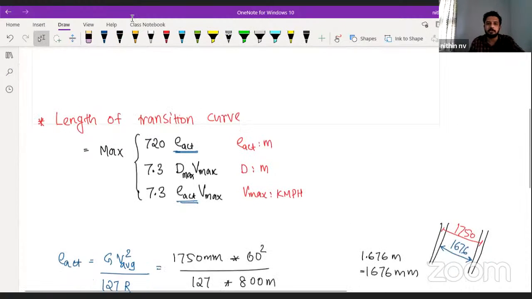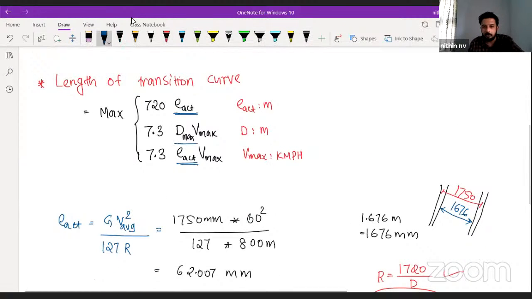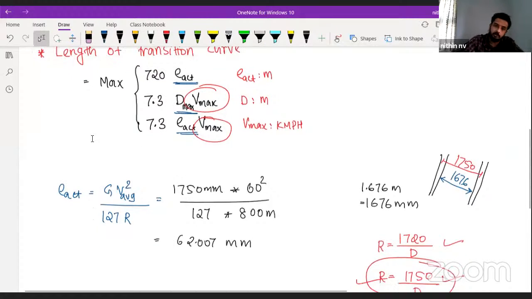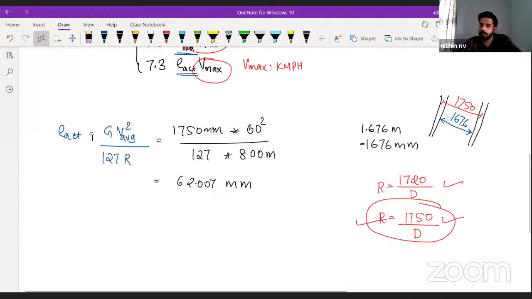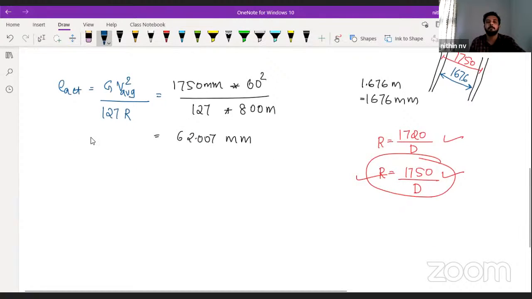D max is also known. If they are not giving it, 75 millimeter. Clear? Now the only unknown is V max. See, that itself can be a great question: what is the actual value of super elevation? Like that they can ask. How can we calculate the V max value? That's why we require this equation.